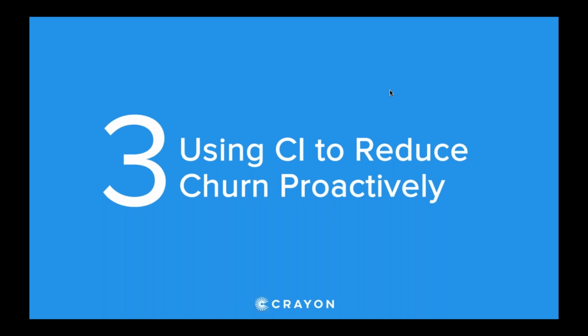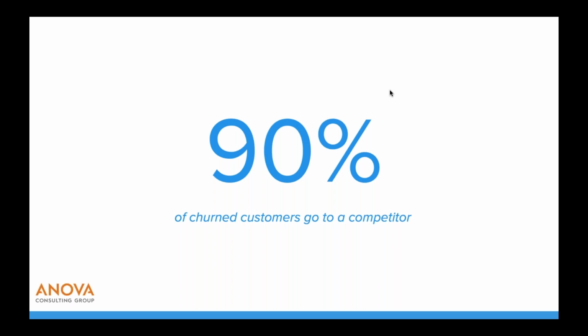And so that's where CI comes in. So let's talk about using CI to reduce churn proactively. Because this is, proactively reducing churn is where competitive intelligence plays a key role. Because, as it turns out, 90% of churned customers go to a competitor. So it was painful enough that your customers were already canceling and leaving, but that much more painful when they choose to go to a competitor. And the reality is that competitors are constantly selling to your customer base.